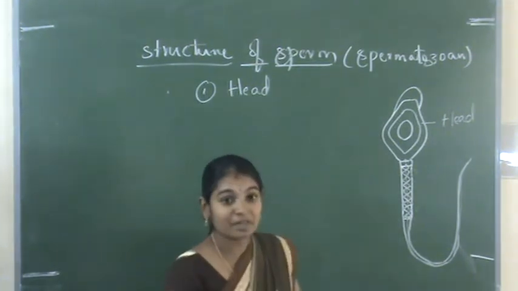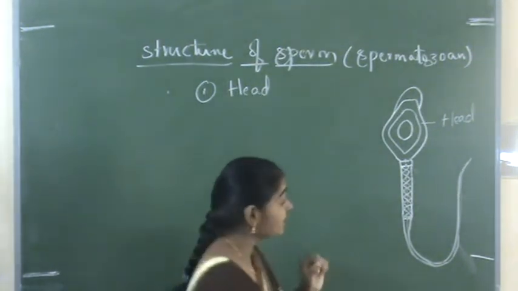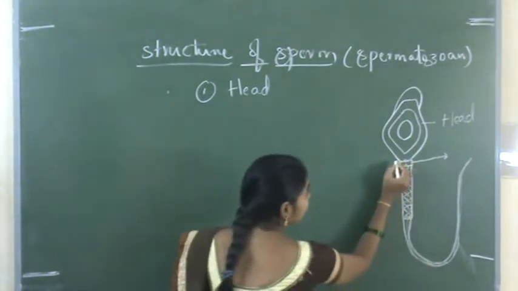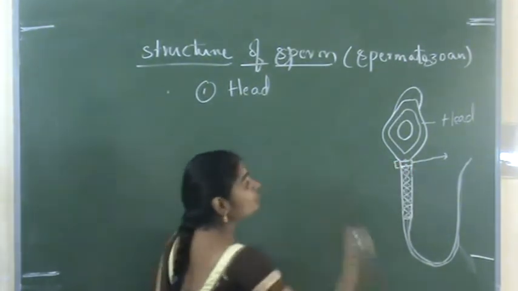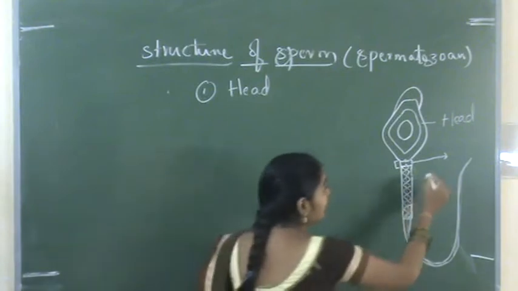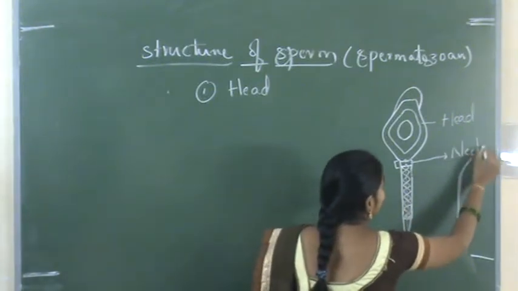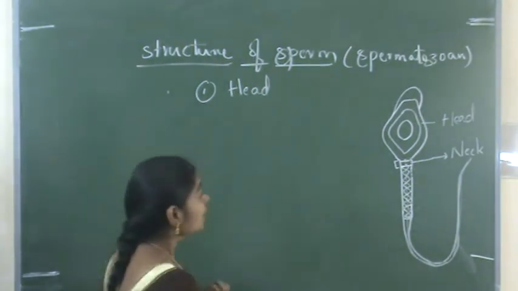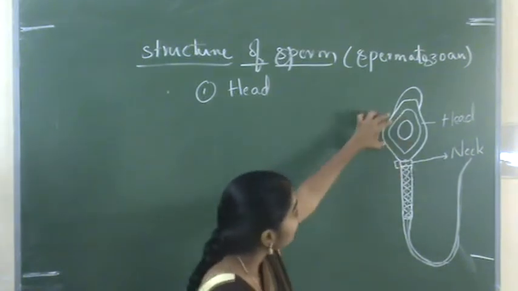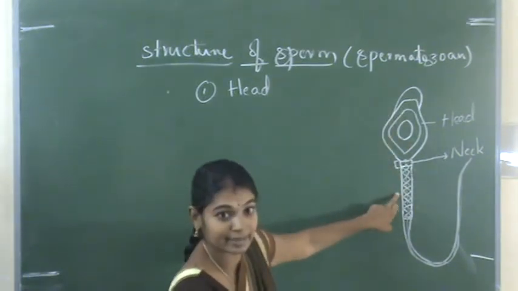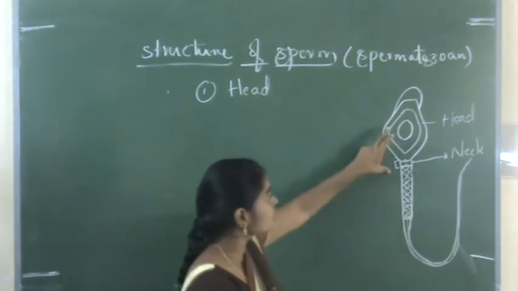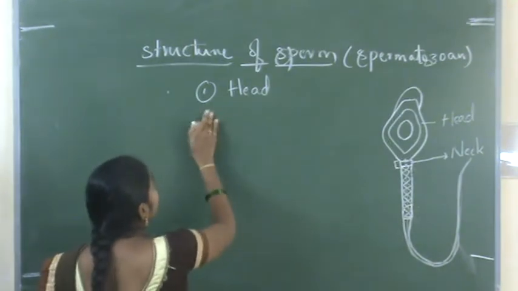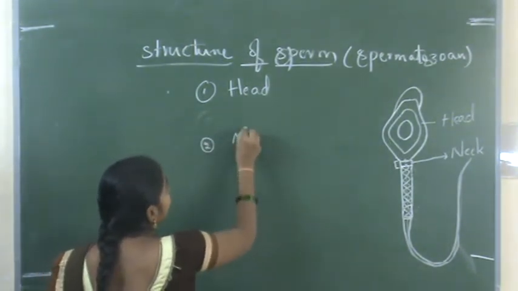The second part, which is a very small, very short piece, only this much part, is known as the neck. The second part is short and small, and it connects the head and the middle piece. So the third part is the middle piece. What connects these two parts is known as the neck. The second part is the neck.